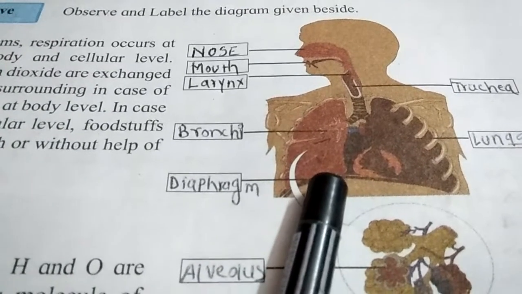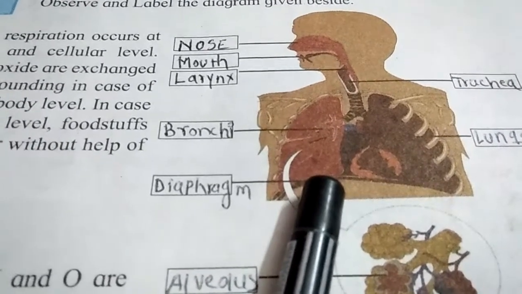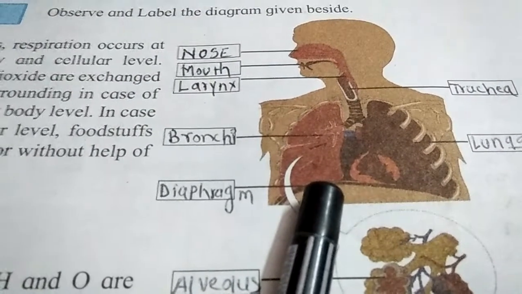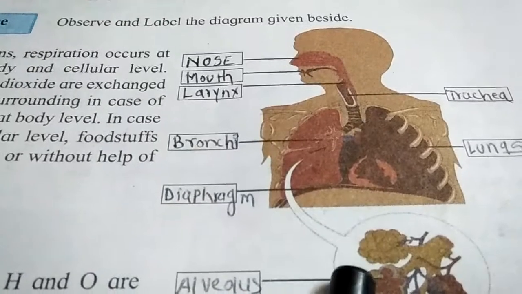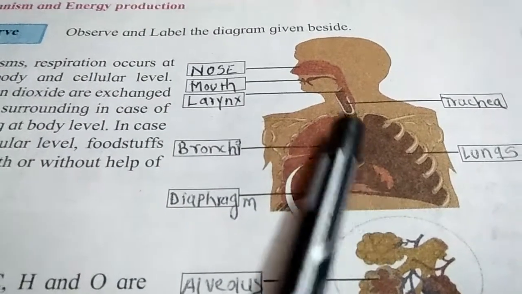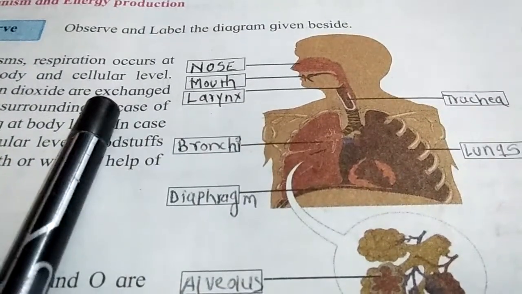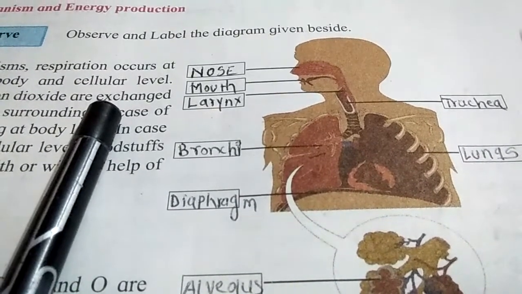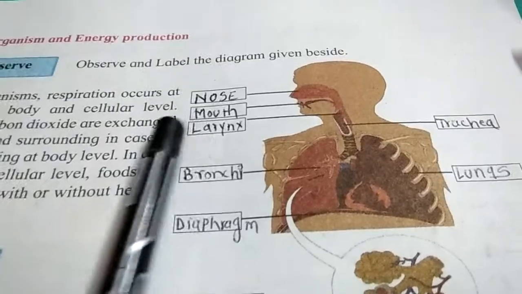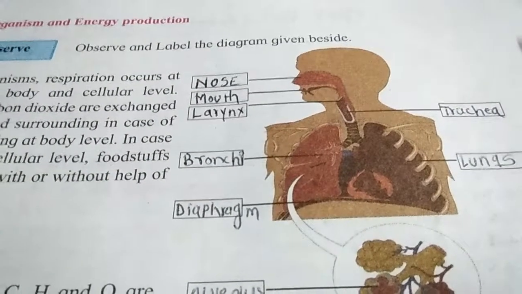There is an exchange of oxygen and carbon dioxide with the surroundings in our respiratory system. Oxygen is taken inside the body and carbon dioxide is thrown outside the body through the nose. This respiratory system takes place at the body level. After that, respiration at cellular level.